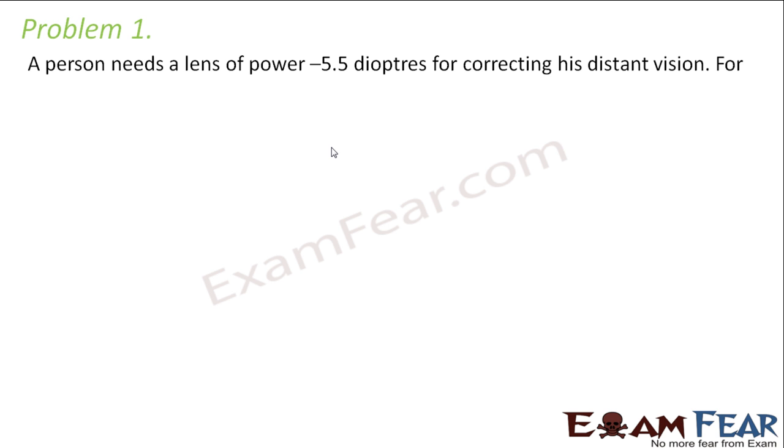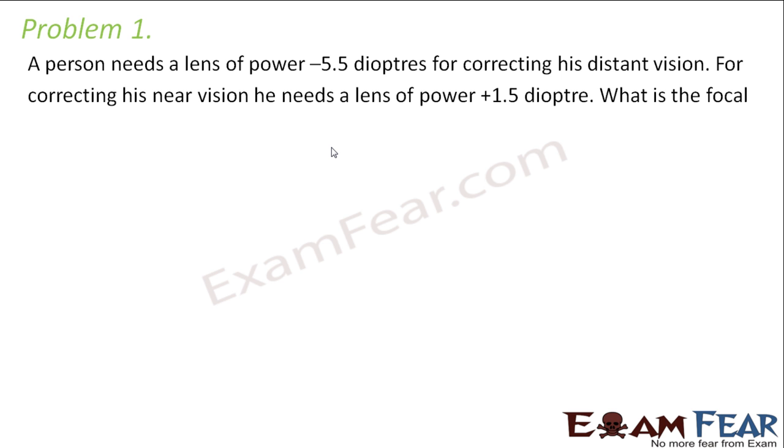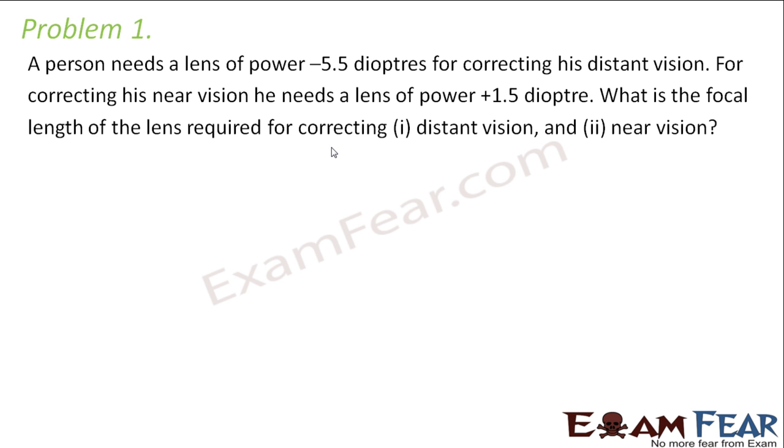Here comes problem 1, which says a person needs a lens of power minus 5.5 diopters for correcting his distant vision. For correcting his near vision, he needs a lens of power plus 1.5 diopter. What is the focal length of the lens required for correcting distant vision and near vision? Let us first talk about distant vision.